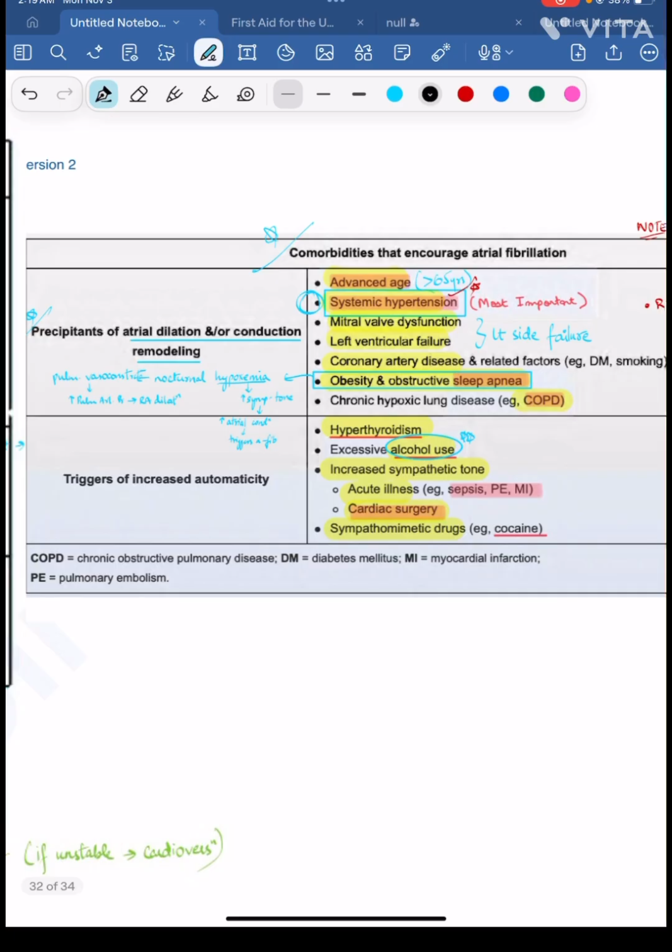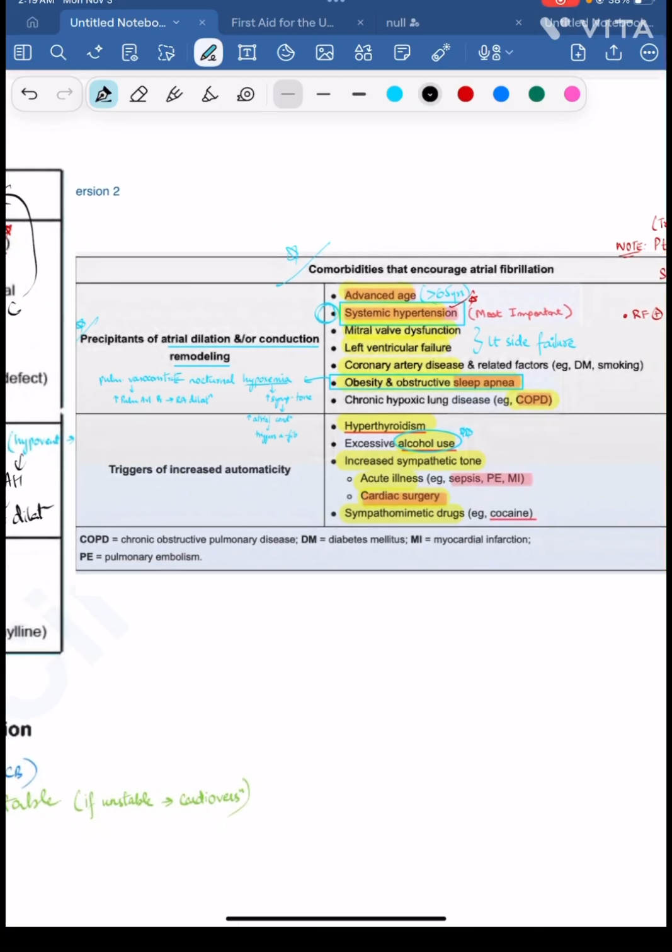Now let's talk about the triggers that increase automaticity. Hyperthyroidism, alcohol use, increased sympathetic tone like acute illness, sepsis, PE, MI, cardiac surgery, sympathomimetic drugs like cocaine. So they might give you a question like a patient went for binge drinking and now he came to the ER, and you can see atrial fibrillation on his ECG. So that atrial fibrillation might be caused by excessive alcohol use, that is binge drinking. Okay, so hyperthyroidism, alcohol use, and acute illness or cardiac surgery might cause the trigger of atrial fibrillation.